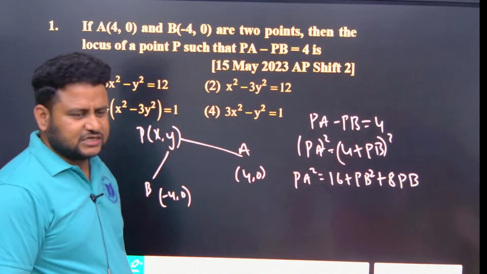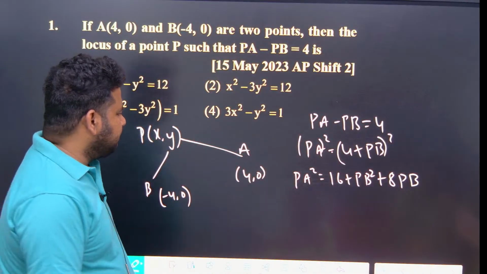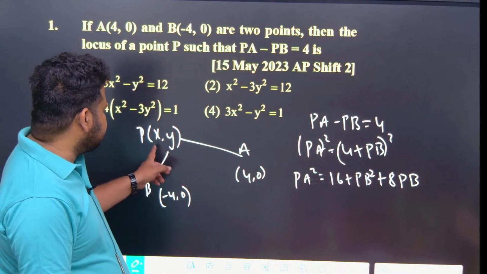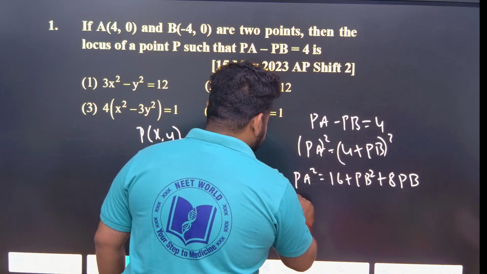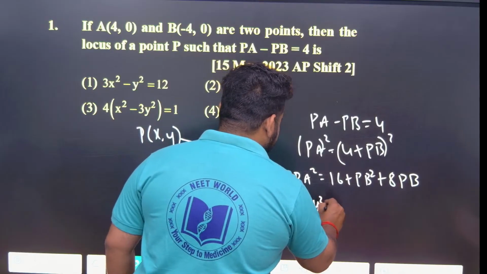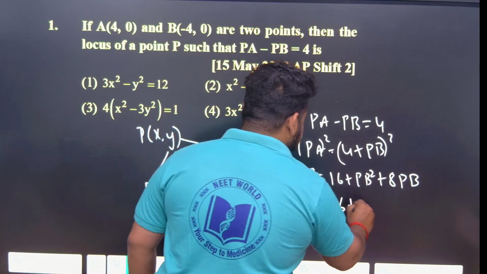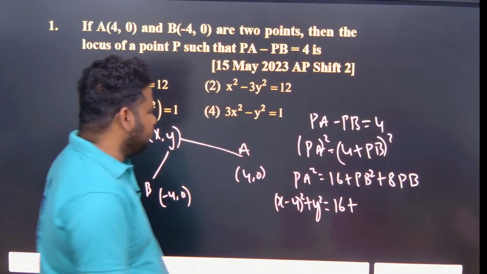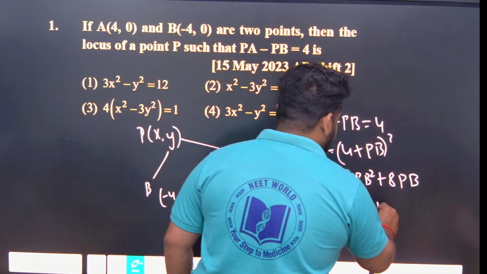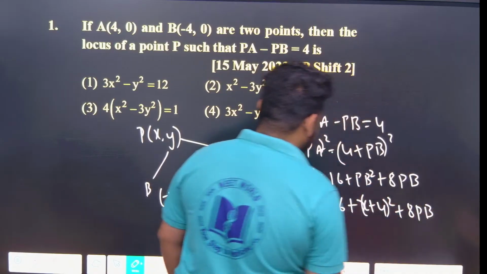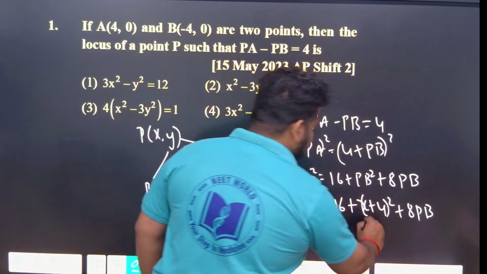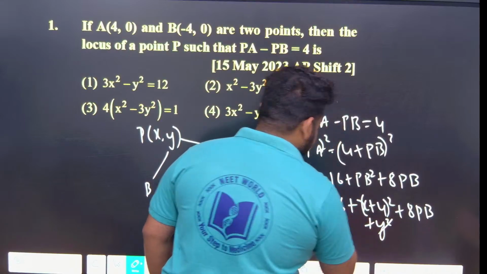Now apply the distance formula here. PA square means x minus 4 whole square plus y square, and this will be equal to 16 plus PB square, which means x plus 4 whole square plus y square, plus 8 PB. Keep 8 PB as it is. So y square will cancel.